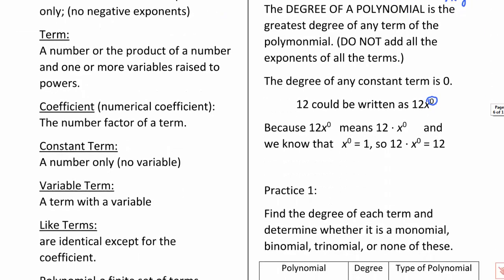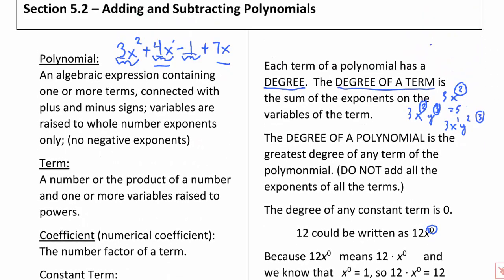Alrighty. There you go. That's a bunch of definitions for you. We're going to leave it there for now.